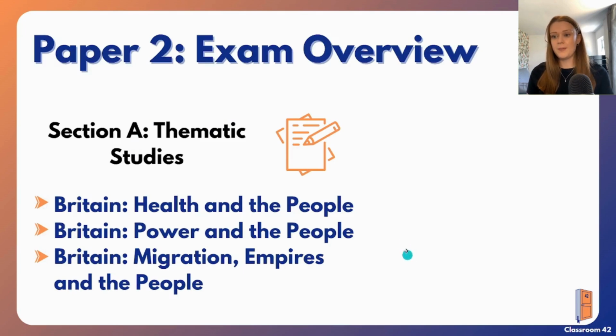So for paper 2, this paper is split up into two sections, just like your paper 1 is. Section A will focus on your thematic studies, and section B will look at your British depth studies, which we'll look at in a separate video. For section A, your topic will either be Britain, Health and the People, Britain, Power and the People, or Britain, Migrants, Migration, Empires and the People, depending on what your school has chosen.